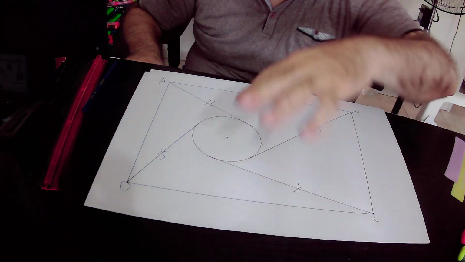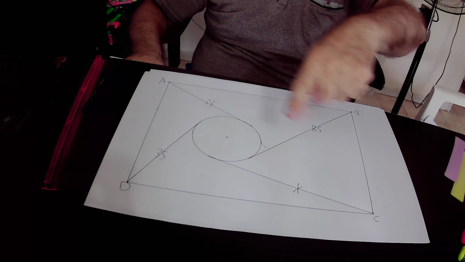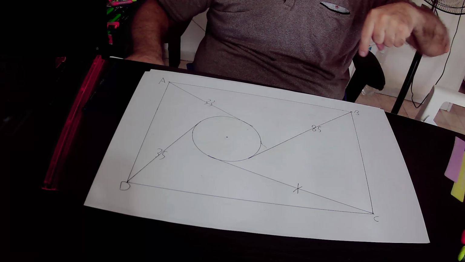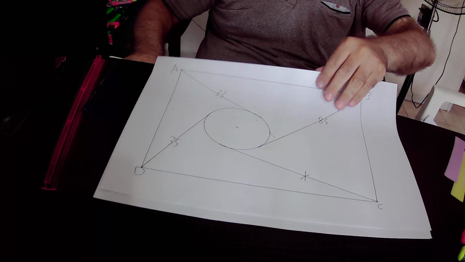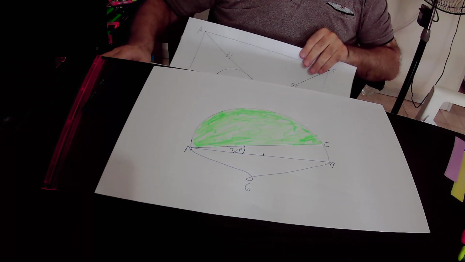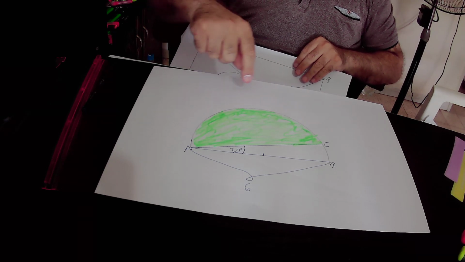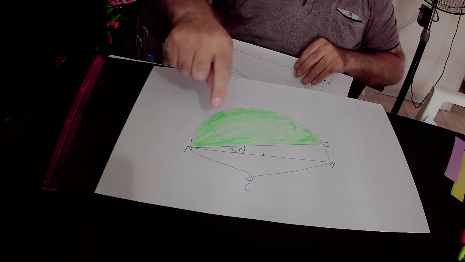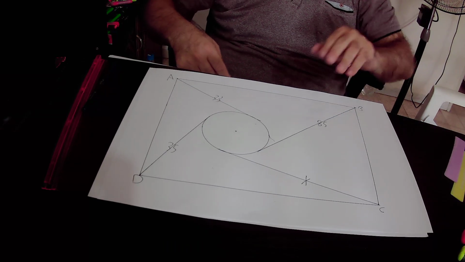In this lecture we'll answer two questions. In the first question we find out the value of line segment X that is inside rectangle ABCD. In the second question we find out the value of the green shape that is inside this semicircle. Okay, so we start with the first question.